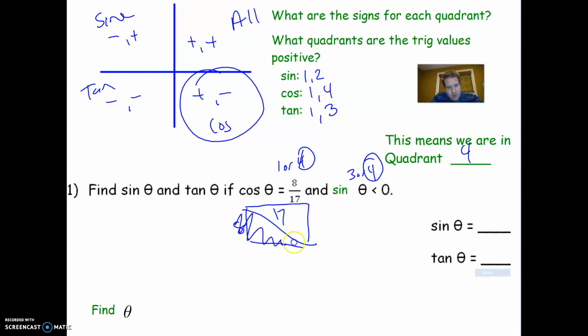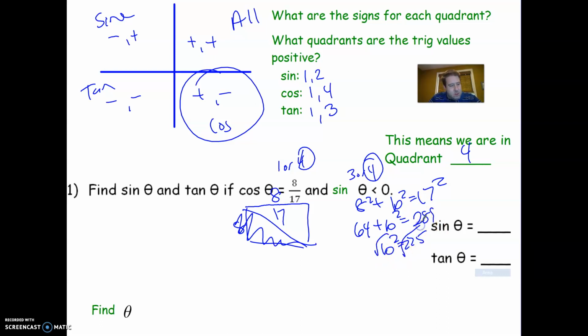Actually, let me go this way. All right, so we need to find out what's this. So that's 8 squared plus b squared equals 17 squared. That's 64 plus b squared equals, and I should know this, 17 times 17 is 289. And if I subtract 64 from that, I get 225.